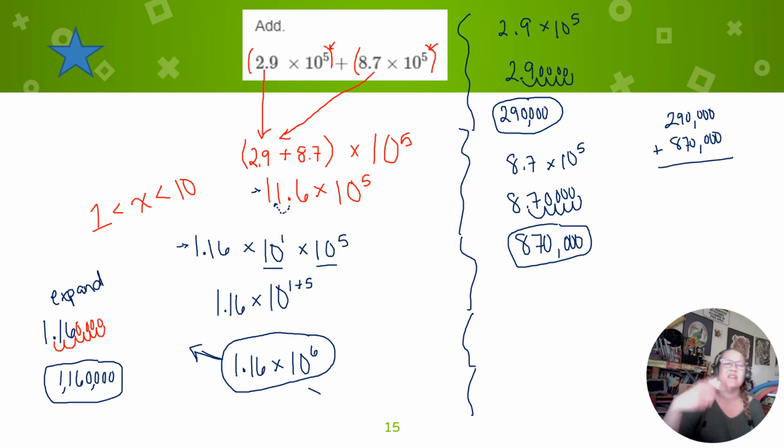And now you can kind of see the amount of work you have to keep track of and why scientific notation is kind of useful. So just so no one knows I'm fooling ya, 290,000. There's our 290,000 plus 870,000 equals 1,160,000.